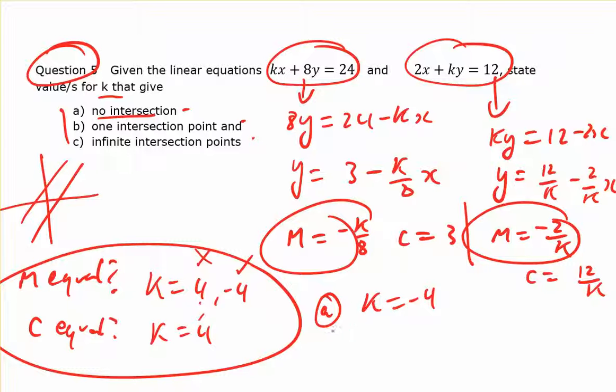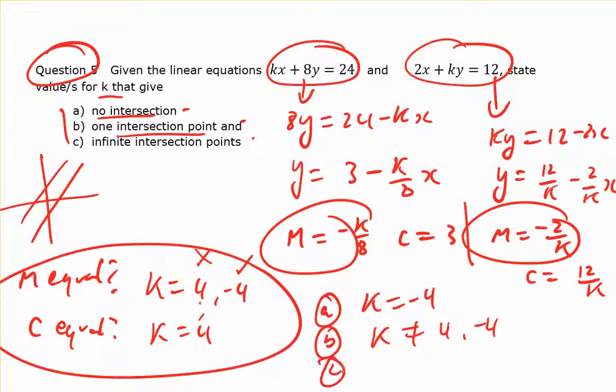For B, we want one intersection point. So the gradients must be different. For the gradients to be different, k cannot equal 4 or negative 4. So that's how I write it. It can be any value other than 4 or negative 4.